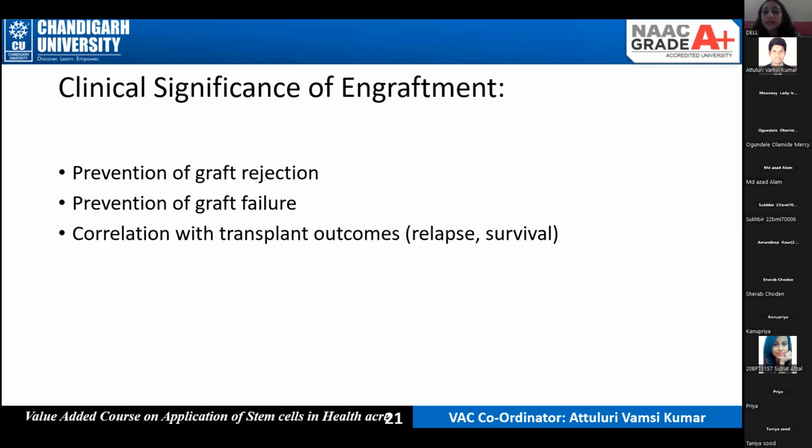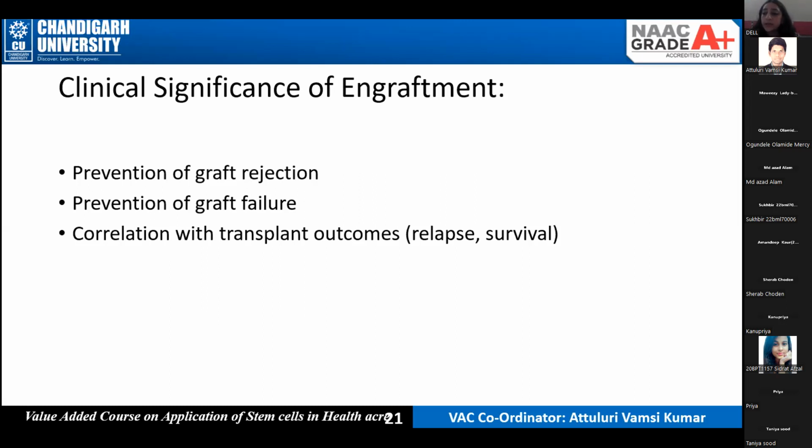Now the second one is prevention of graft failure. Engraftment failure occurs when transplanted hematopoietic stem cells fail to establish hematopoiesis in the recipient. It is going to lead to cytopenia and clinical deterioration. Cytopenia means the lower production of RBCs, WBCs, and platelets.